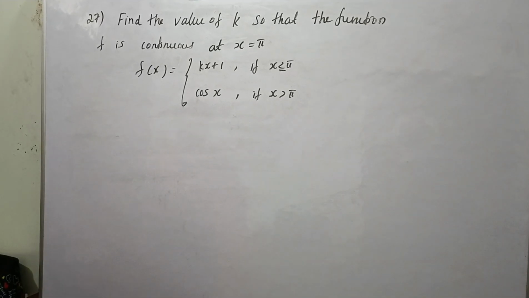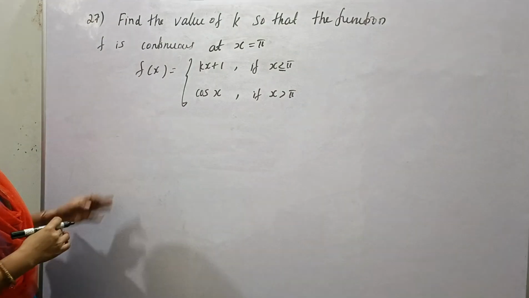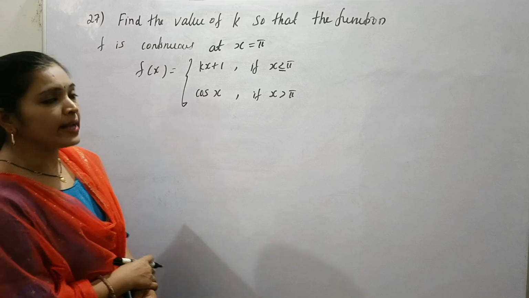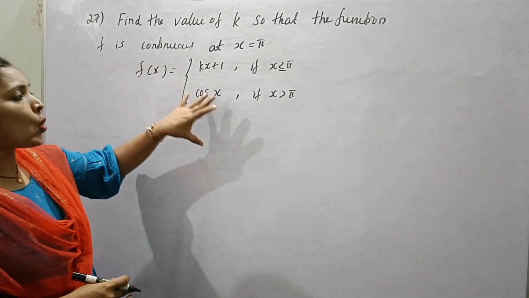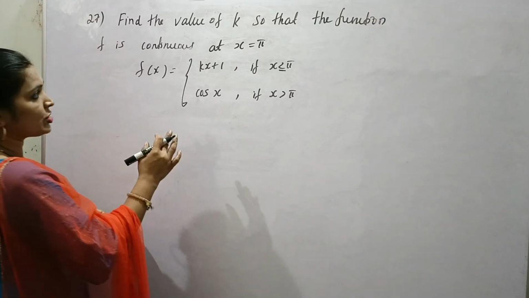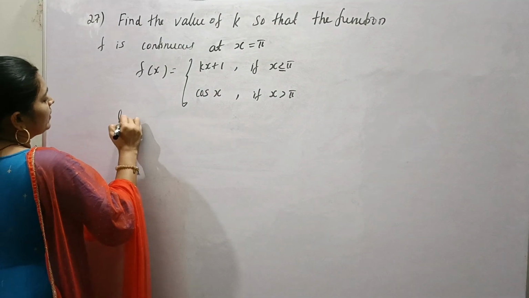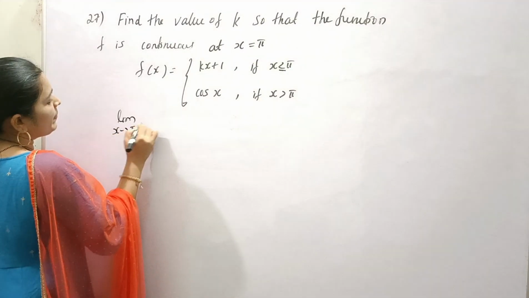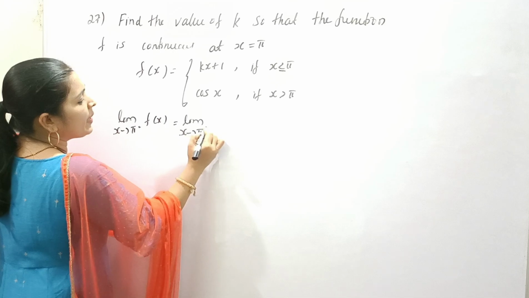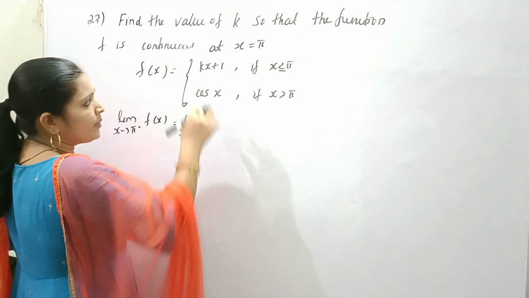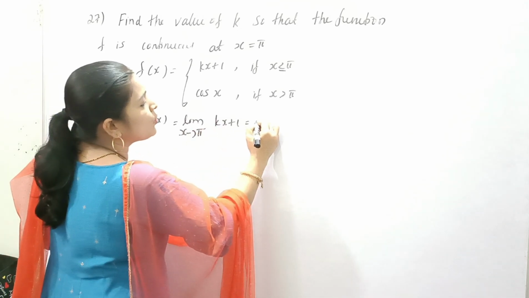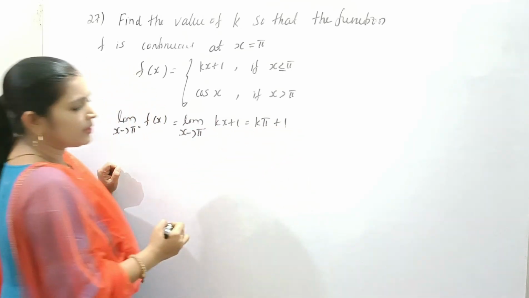Similar question, find the value of k so that the function f is continuous at x is equal to pi. The given function is f of x is equal to kx plus 1 if x is less than or equal to pi, f of x is equal to cos x if x is greater than pi. Here also let's find the left hand limit and right hand limit of the function at x is equal to pi. Limit x tends to pi minus f of x, pi minus means x less than pi, the function is kx plus 1, and substituting x is equal to pi, so k pi plus 1, right?